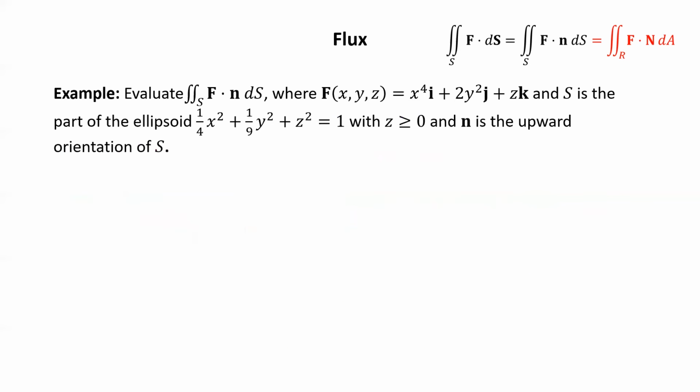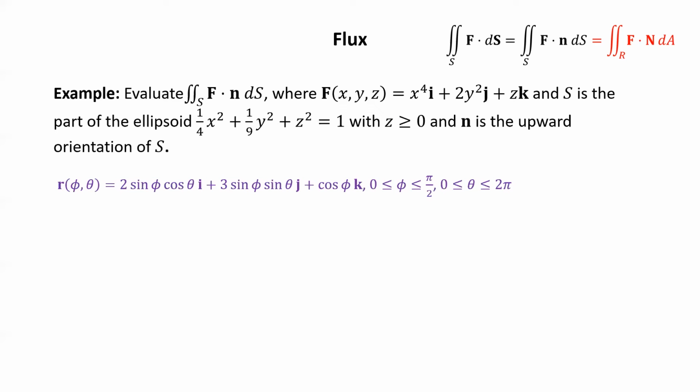Let's try another example. Once again, pause the video, try this example yourself, and then resume the video to check your answer with mine. Evaluate the flux integral of F dot n dS, where F of xyz equals x to the 4th i plus 2y squared j plus zk, and S is the part of the ellipsoid 1/4 x squared plus 1/9 y squared plus z squared equals 1, with z greater than or equal to 0, and n is the upward orientation of S.